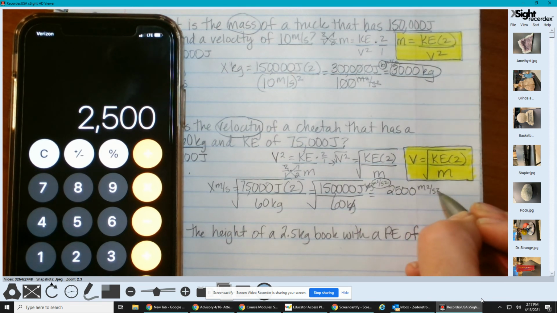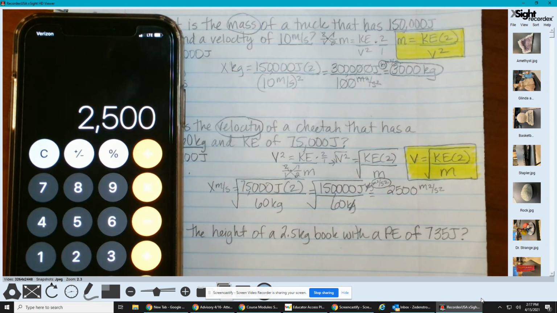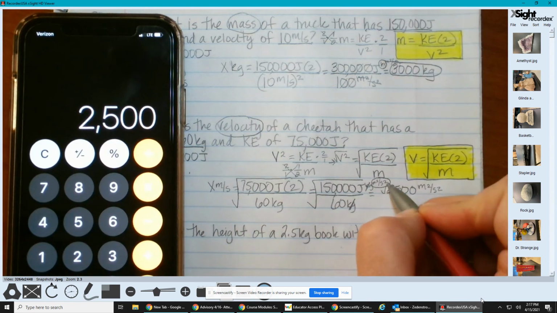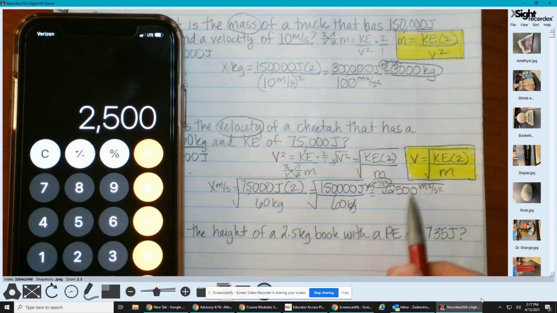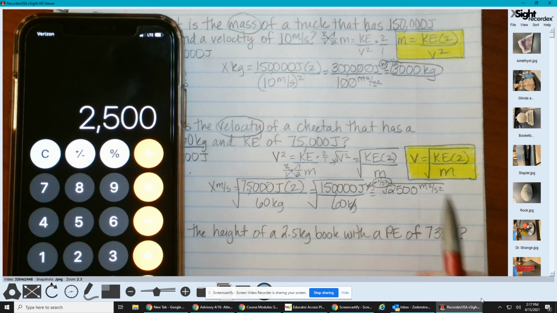That's not what I want, right? Because meter squared per second squared isn't an actual unit for anything that we're trying to find. So that reminds me, oh yeah, I have to square root it. I have to square root the 2,500 and also the meter squared per second squared.